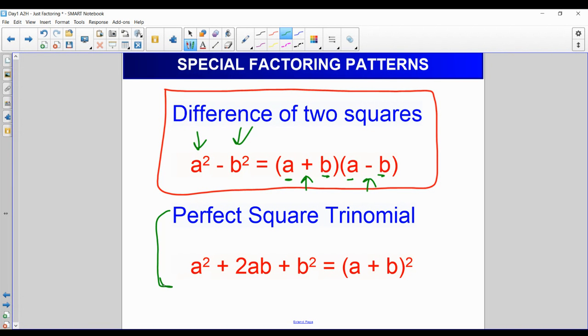So the other one that we were seeing was this, the perfect square trinomial. I don't really think that's worth remembering as a pattern in and of itself, because it will just kind of fall out.